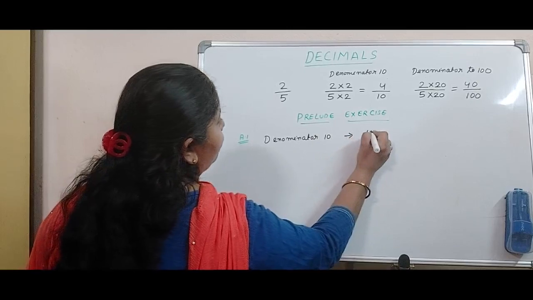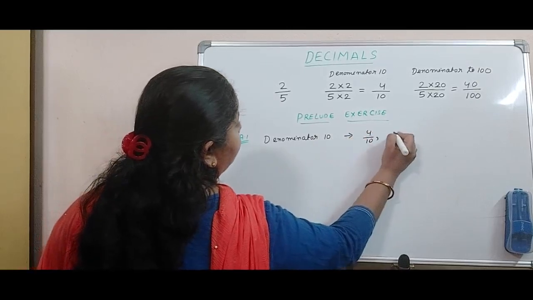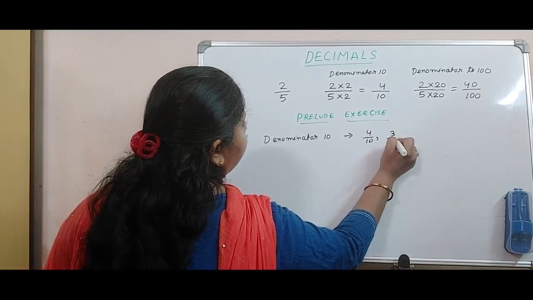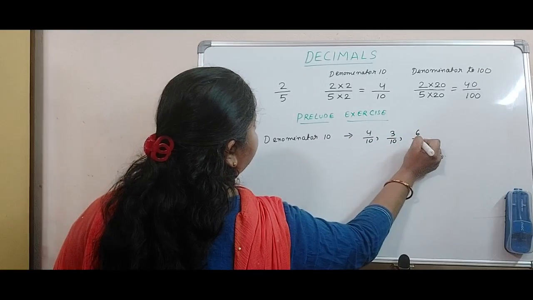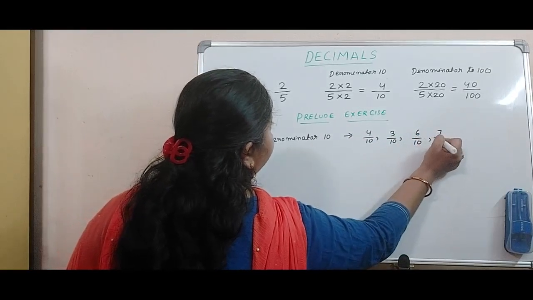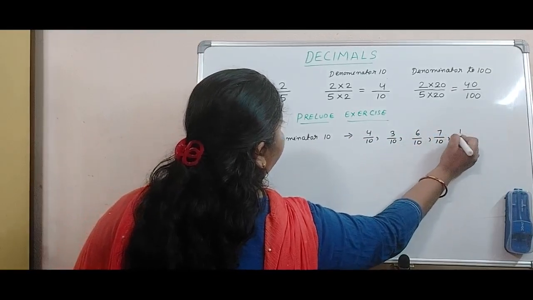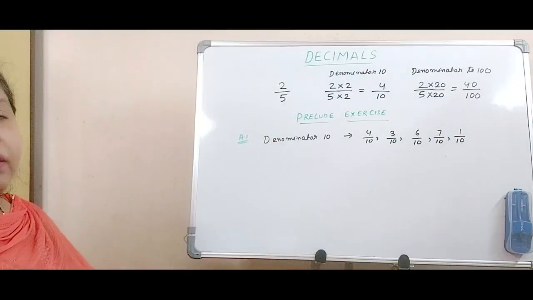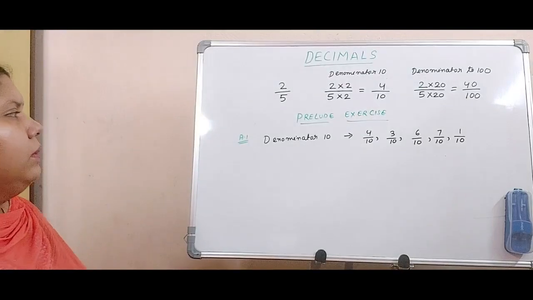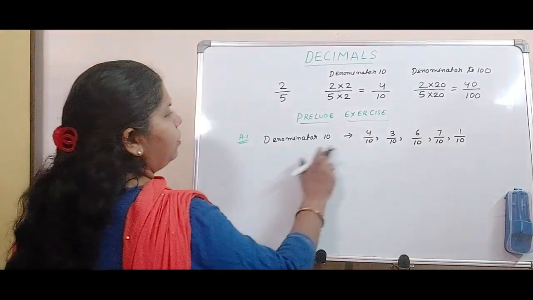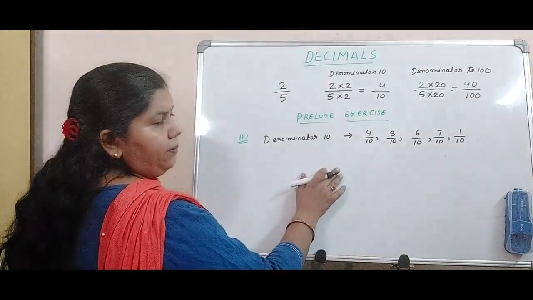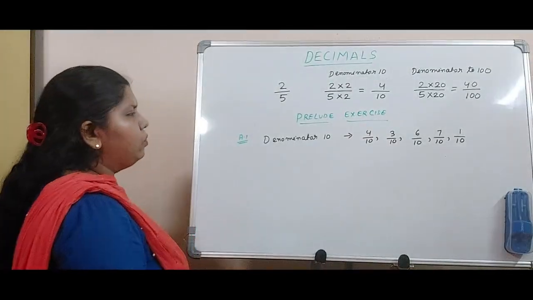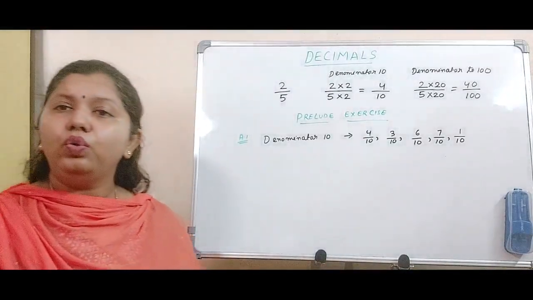It is 4 by 10, then 3 by 10, 6 by 10, 7 by 10, then 1 by 10 is also a proper fraction. Okay. Next, with denominator 100 also you can do it in a similar way. Let us come to question number 2.